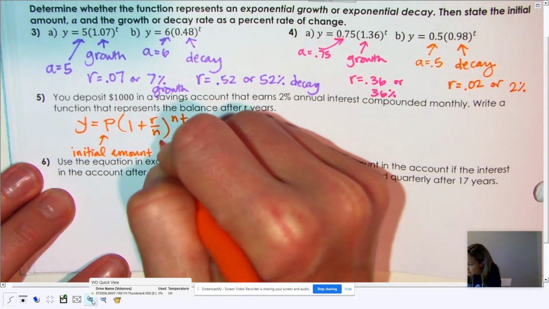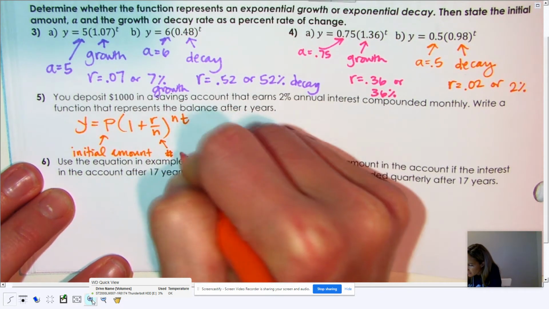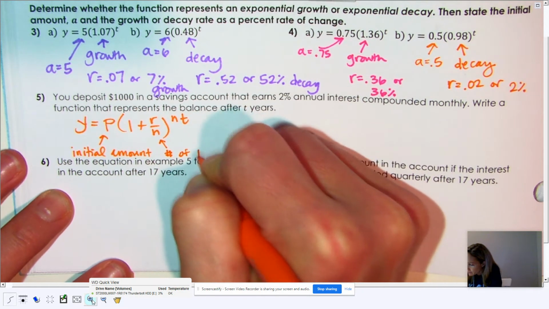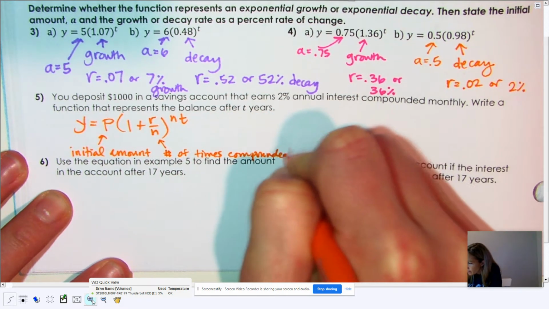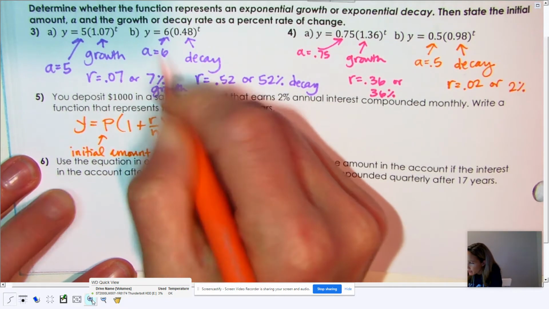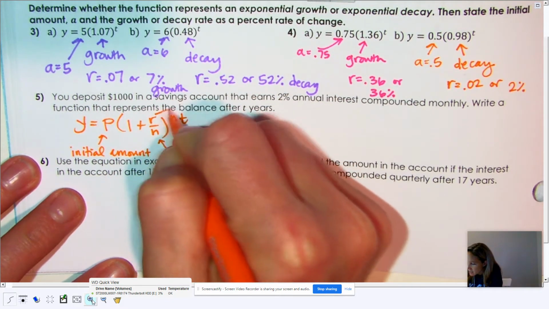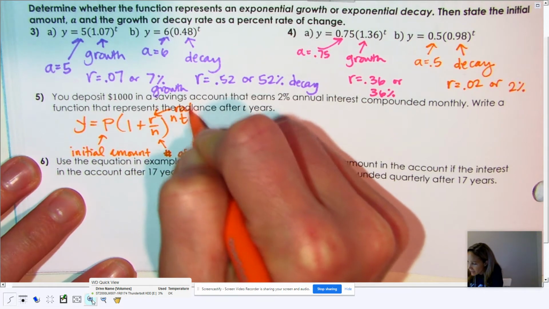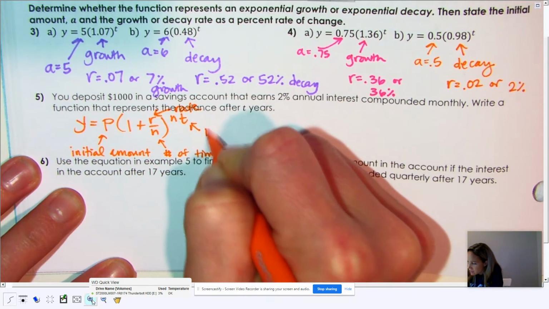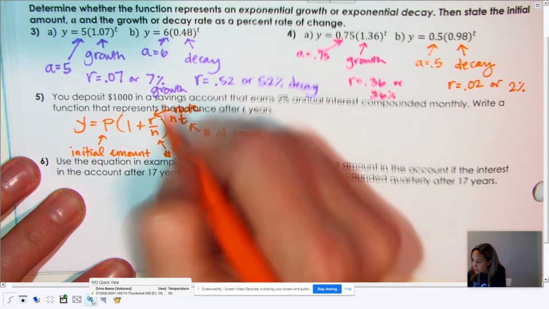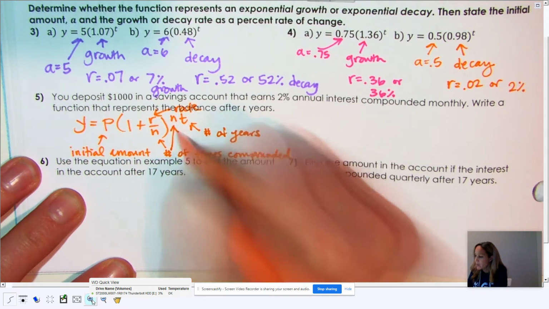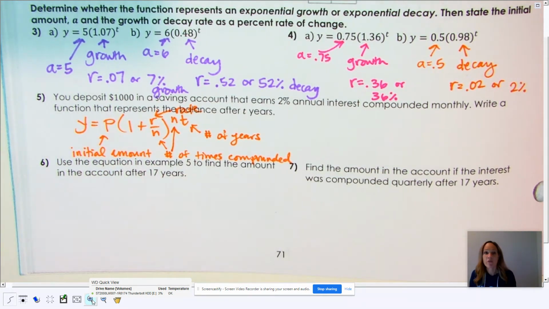N is the number of times compounded in a year. And then R is the interest rate in decimal form. So I'm just going to put rate. And then T is the number of years. And you will notice that N appears twice here. So now we're going to go ahead and write a formula for that.